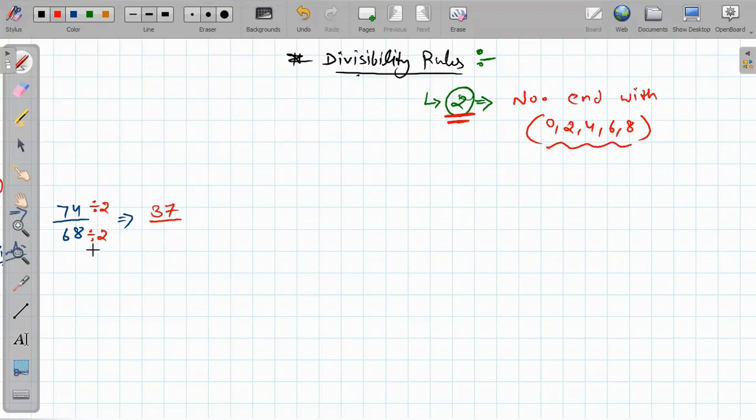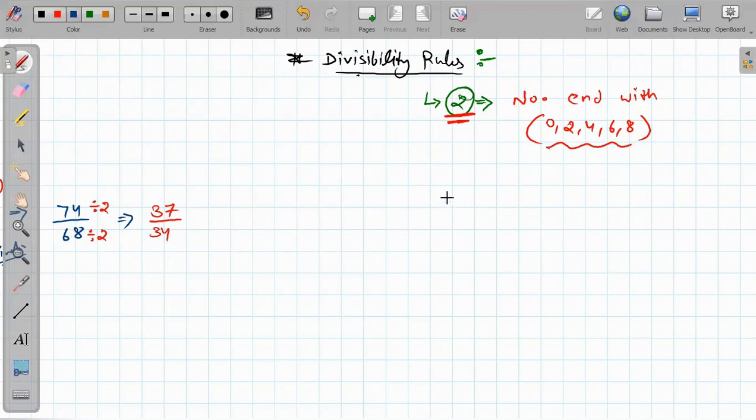Like 68 divided by 2. It would be 34. There are two digits, 6 and 8. So I cut out the 6 first and get 3, and I cut out the 8 and get 4. So I got 34. This was the divisibility rule of 2: just by looking at a number, we decide whether it is divisible by 2 or not.